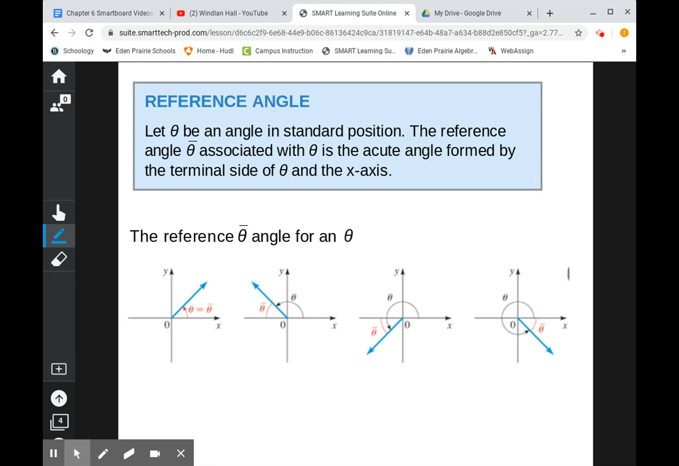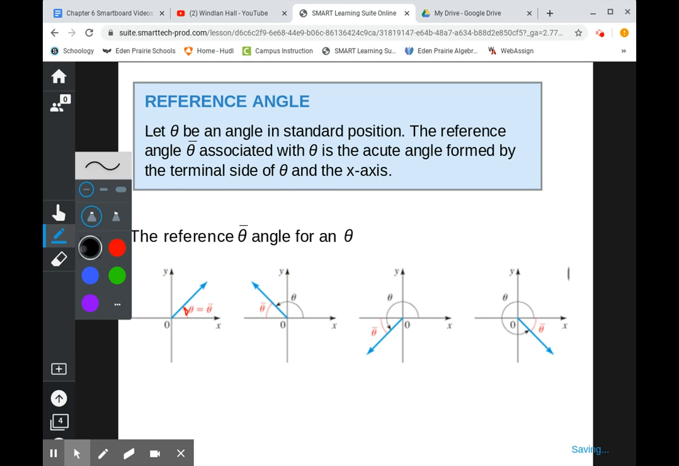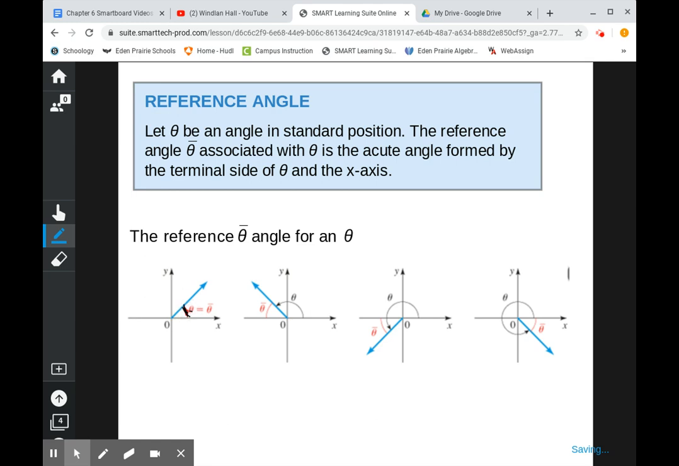It says let theta be an angle in standard position. The reference angle, I call it theta prime, associated with theta is an acute angle formed by the terminal side of theta and the x-axis. So you can see in all these examples where theta prime is this reference angle. So here, there you go, here, and here.